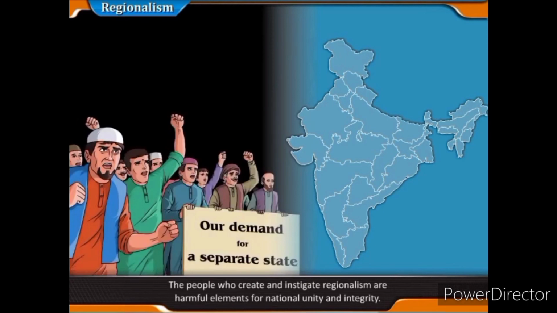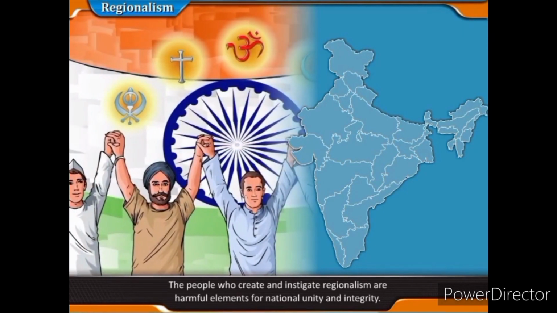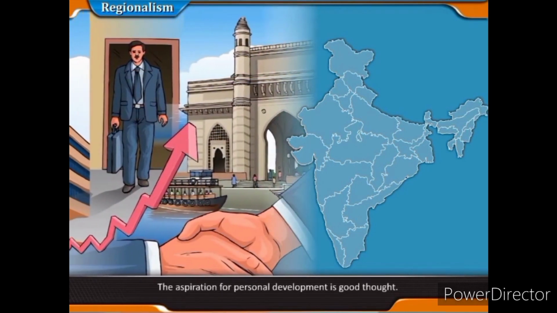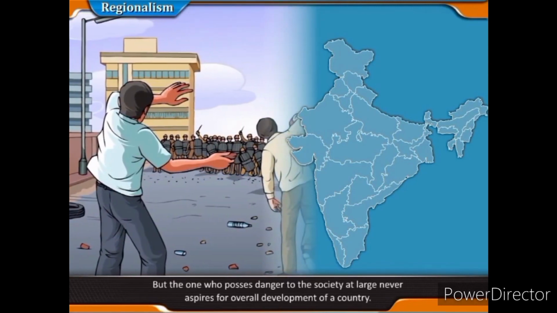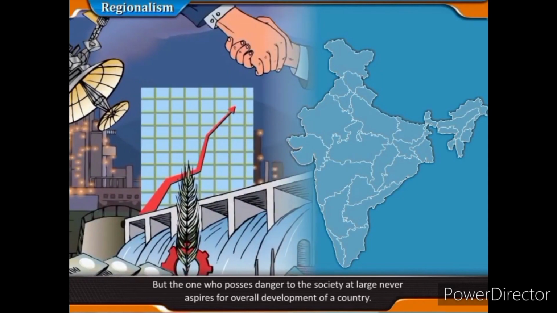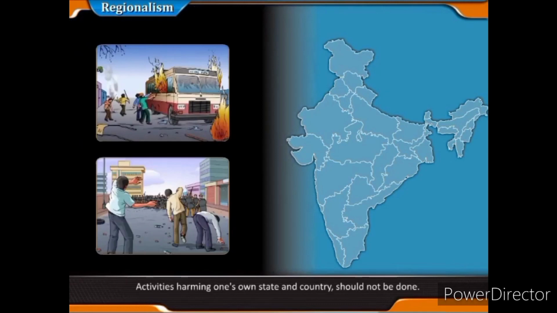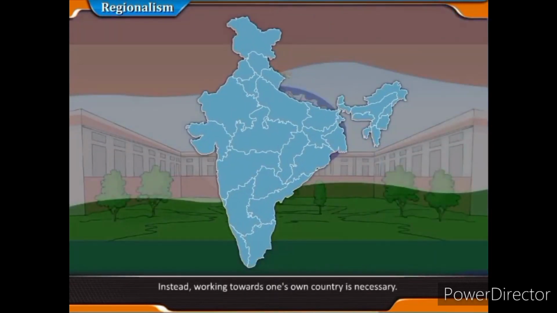The people who create and instigate regionalism are harmful elements for national unity and integrity. The aspiration for personal development is good thought, but the one who possesses danger to the society at large never aspires for overall development of a country. Activities harming one's own state and country should not be done. Instead, working towards one's own country is necessary. After achieving independence, country should come first instead of state.